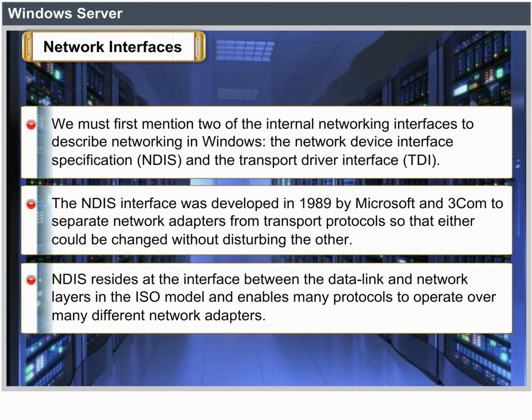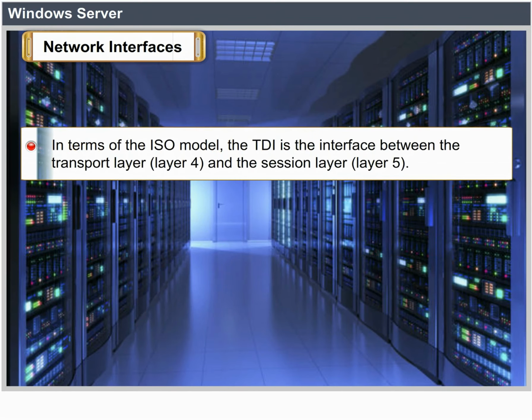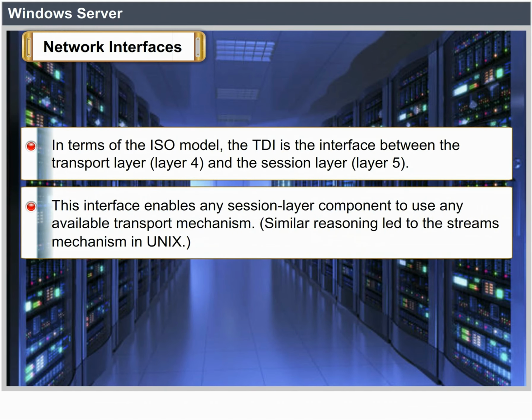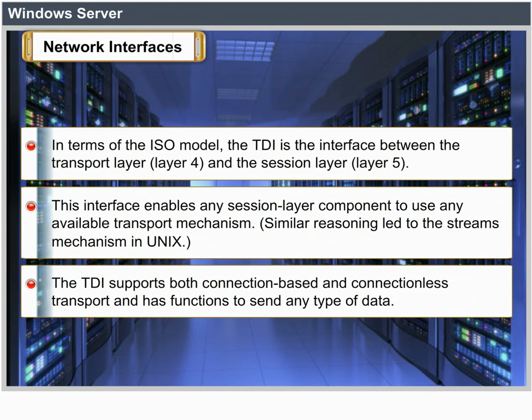In terms of the ISO model, the TDI is the interface between the transport layer, layer 4, and the session layer, layer 5. This interface enables any session layer component to use any available transport mechanism. Similar reasoning led to the streams mechanism in Unix. The TDI supports both connection-based and connectionless transport and has functions to send any type of data.